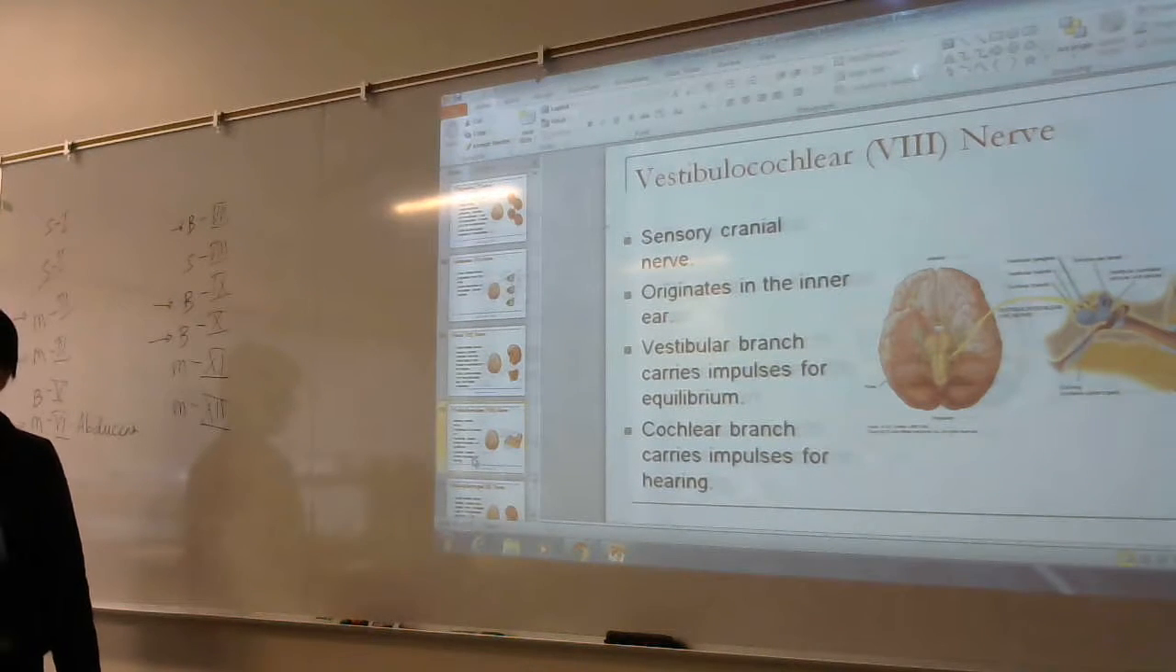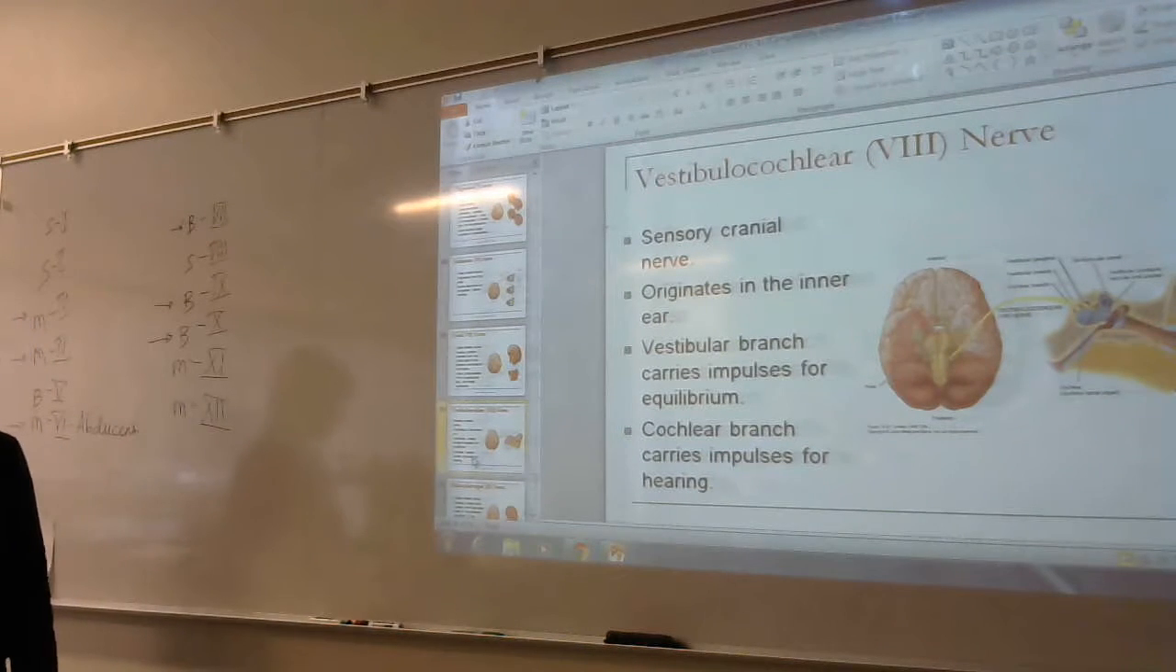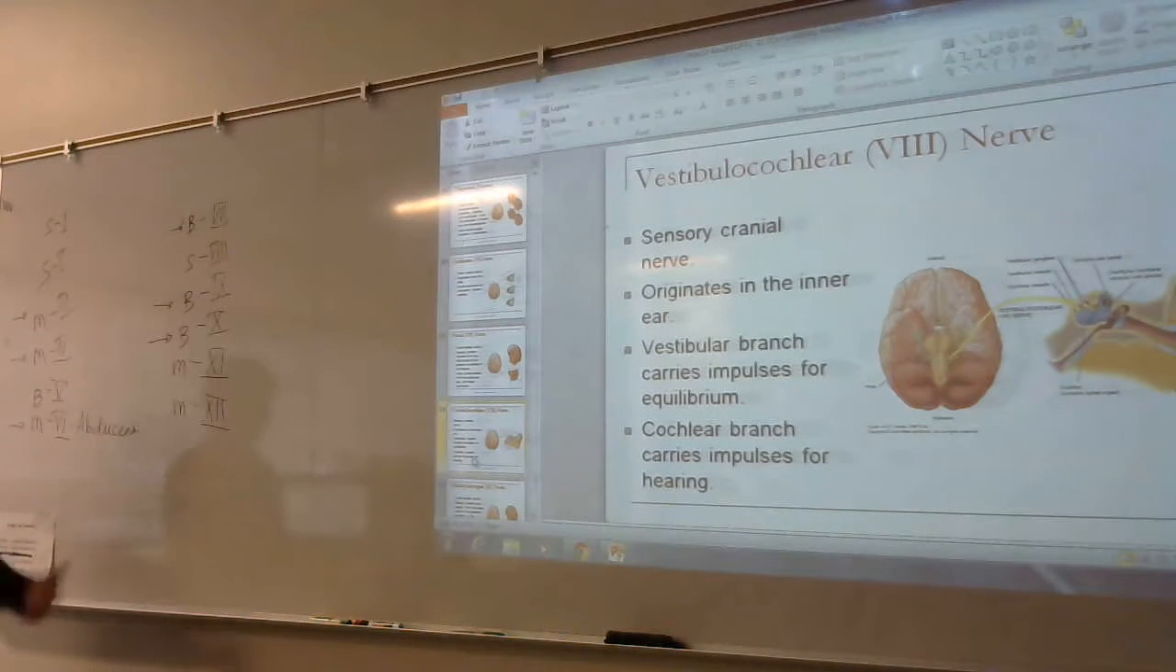So you have the patient stand on one leg. Can you do that? Then go to the other one, because they're paired, right? One at the right, one at the left. If they can do that, then that cranial nerve is working.